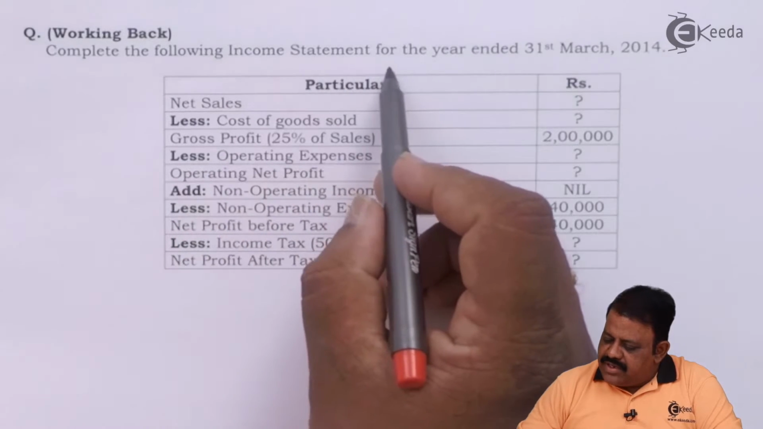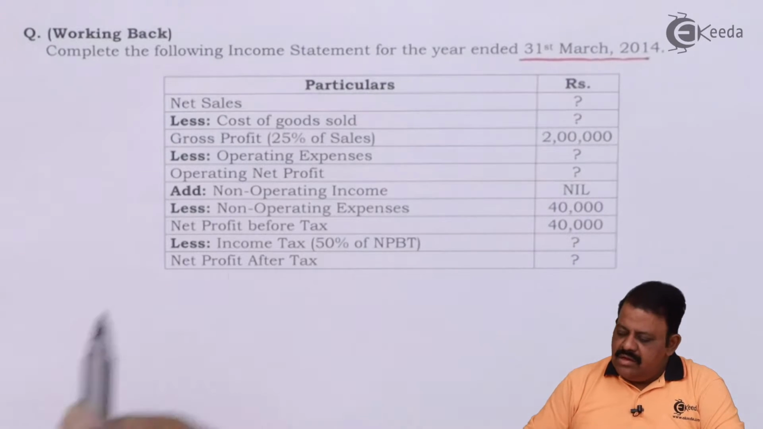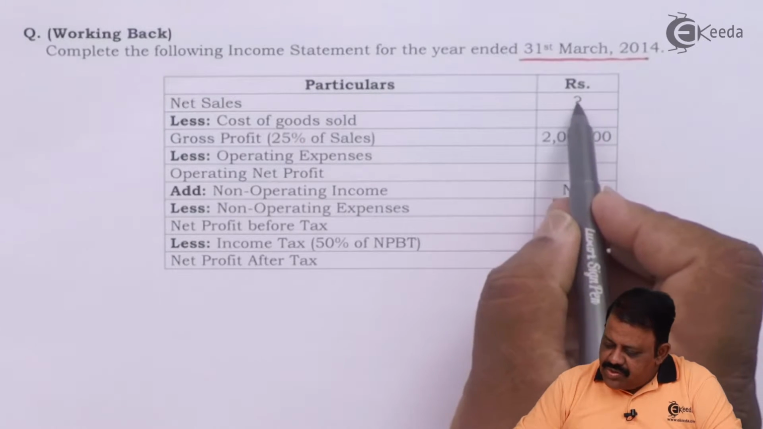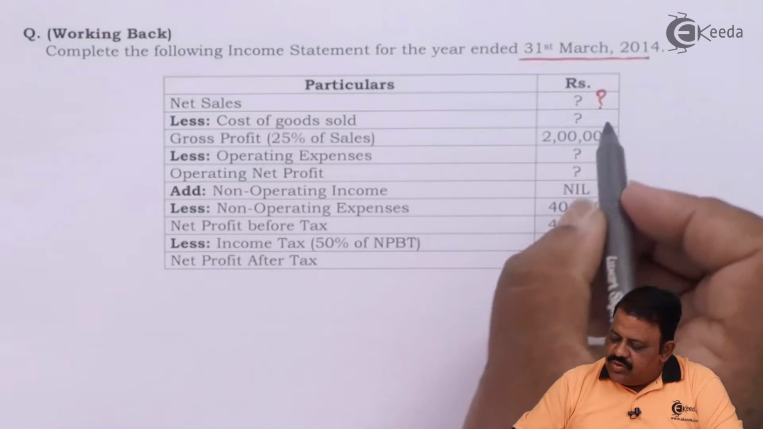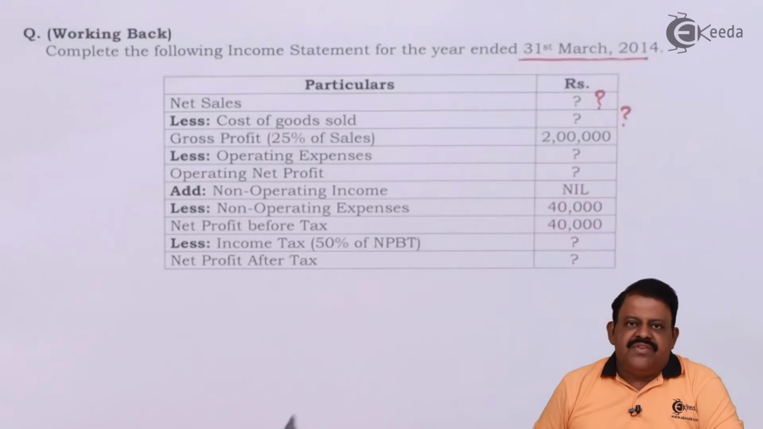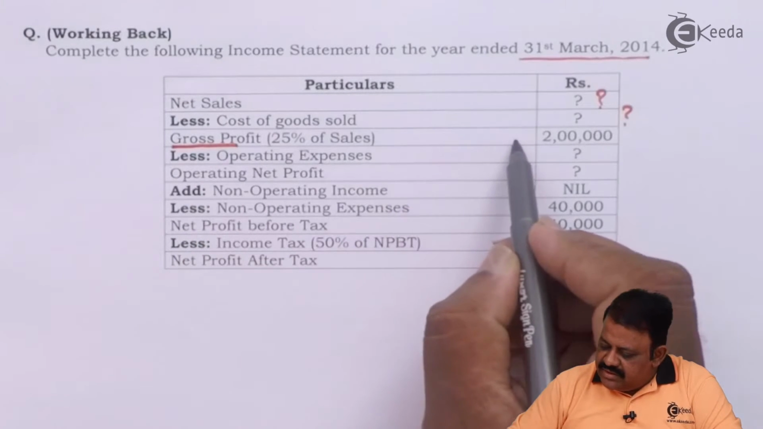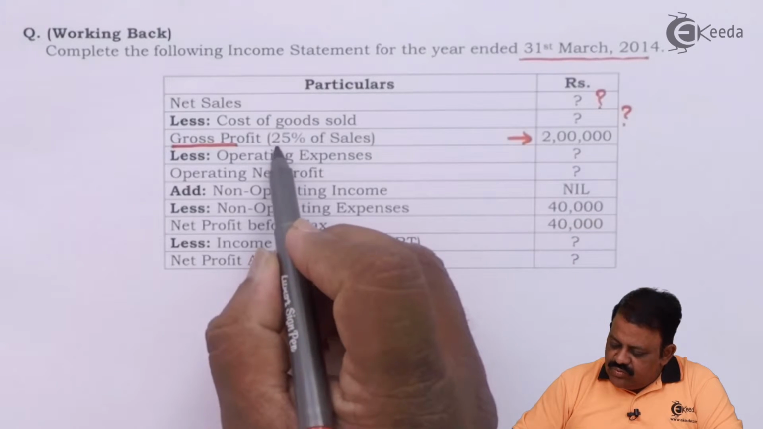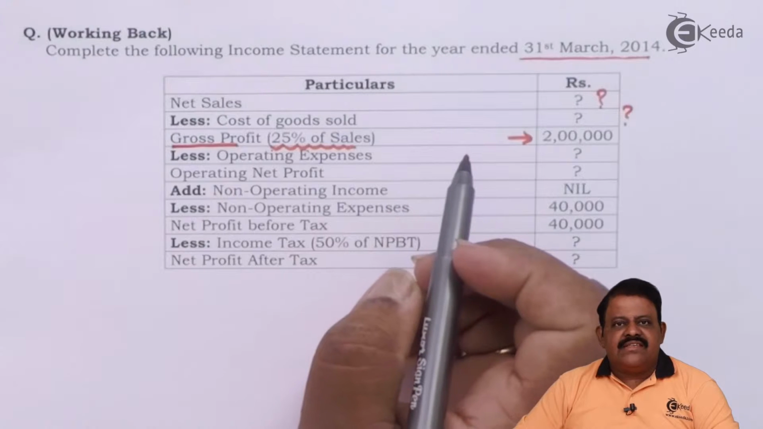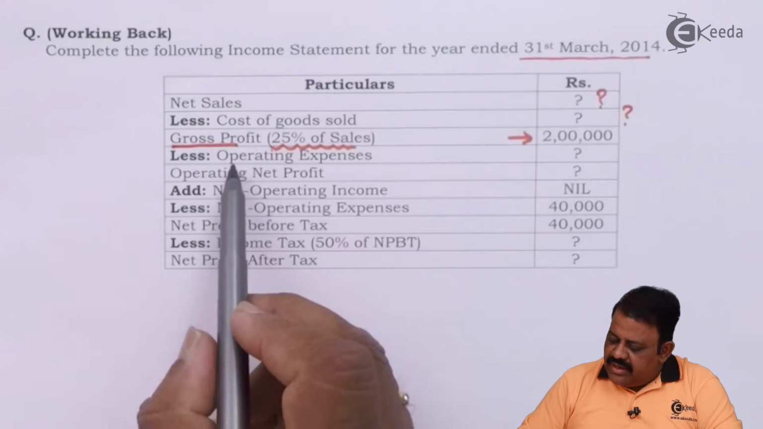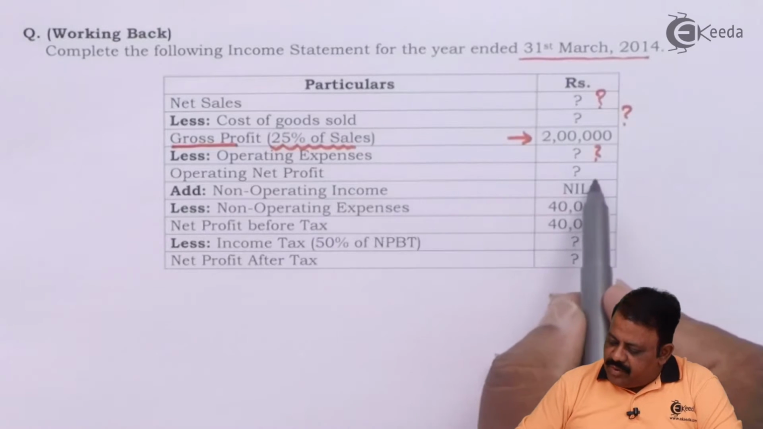Complete the following income statement for the year ended 31st March 2014. Net sales, question mark, it's not given. Cost of goods sold, question mark, it's not given. Gross profit is given 2 lakhs with some information in bracket, that is 25% on sales. Less operating expenses, not given. Operating net profit, not given.